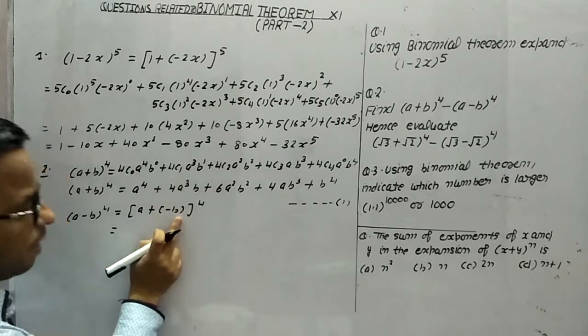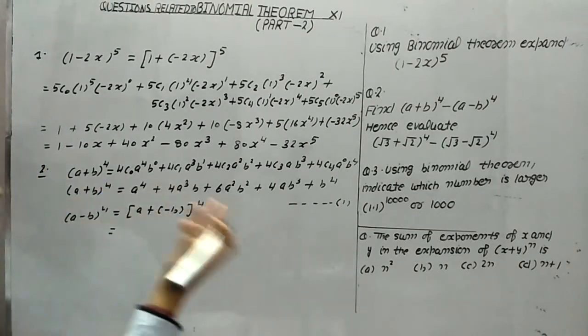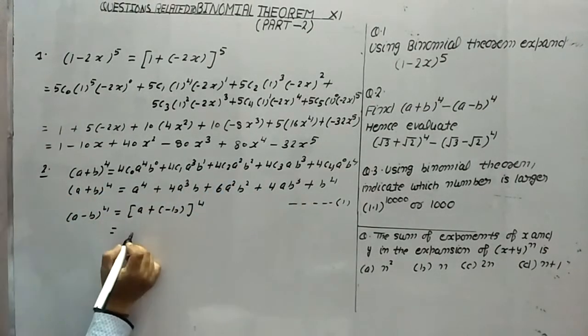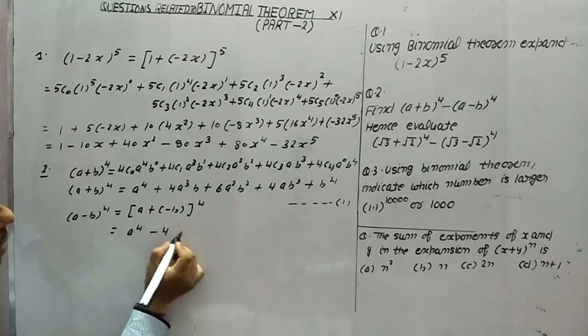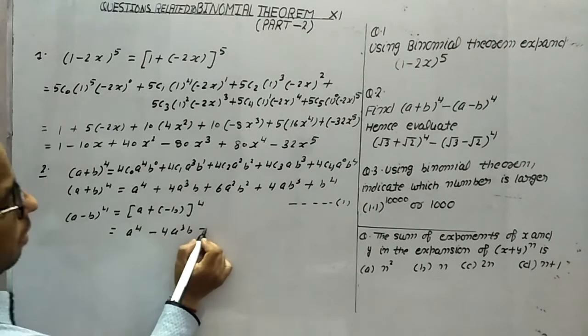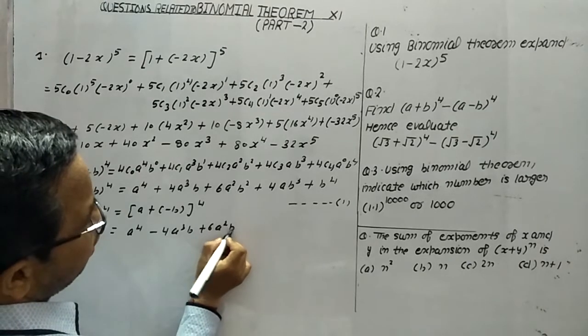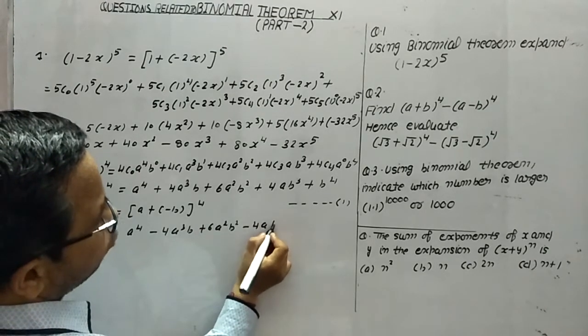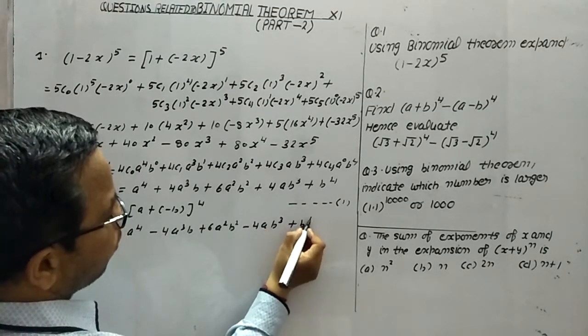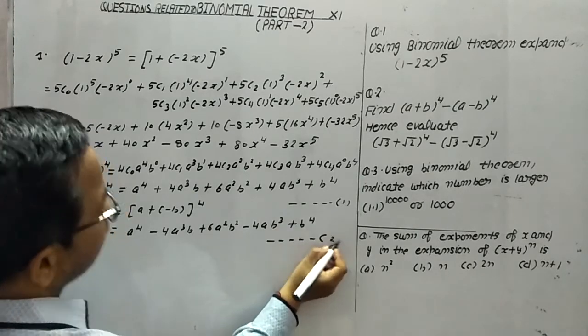Here I am writing directly because here also 4, here also 4. But because of this minus, signs will be alternately positive, negative. So the first term will remain positive, this will be negative: 4a³b, this will be plus 6a²b² minus 4ab³, and what is this? Plus b⁴. This is equation number 2.